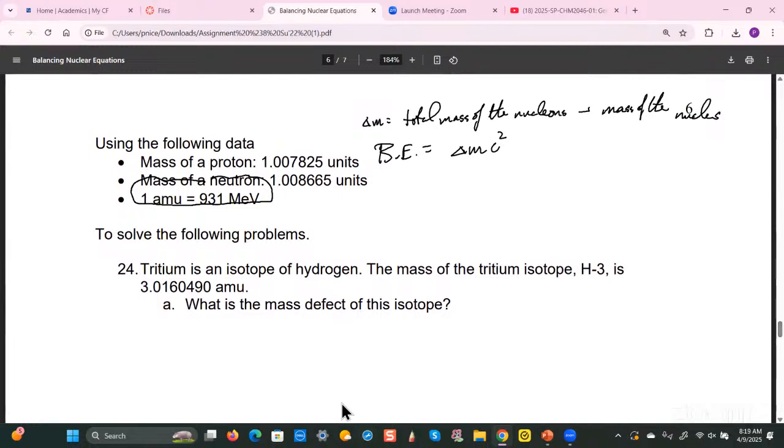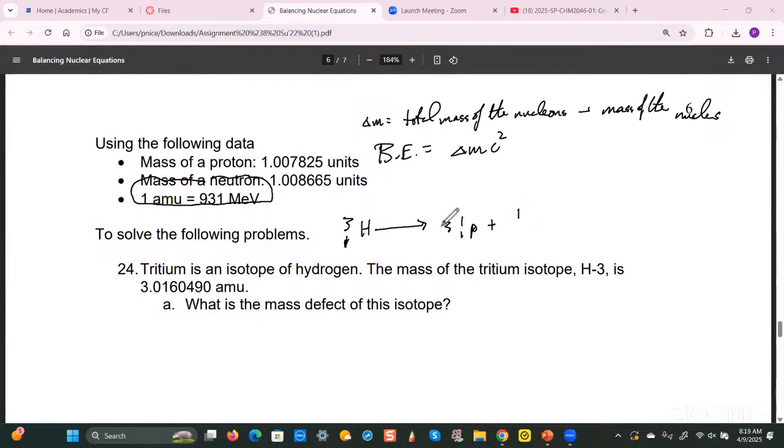Okay, so let's do question number 24. It says tritium is an isotope of hydrogen. And just so that you know what tritium is, the tritium nucleus is this right here, 3,1H, right? So basically the atomic number is 1, but the mass number is 3, okay? So the question is asking for the mass defect of this isotope.